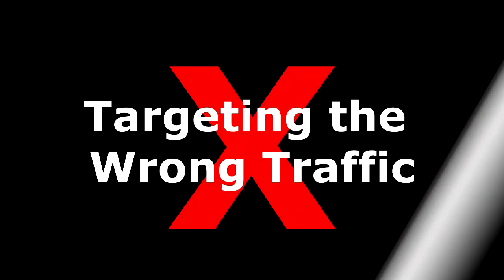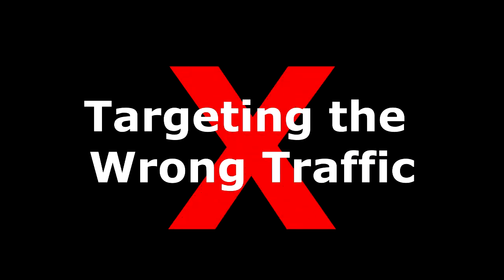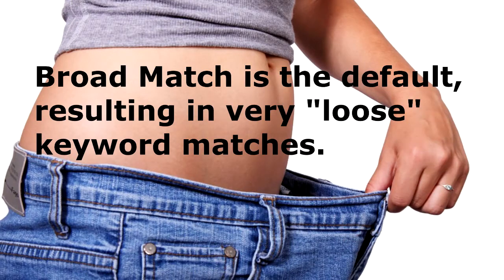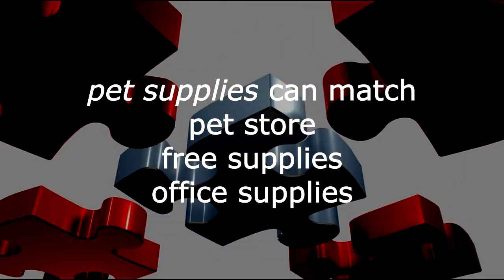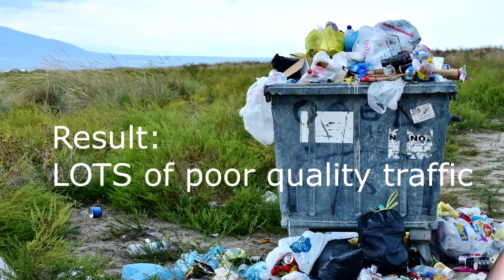Targeting wrong traffic. PPC platforms are set up to have the most generic match possible to your phrases as a default. This results in very loose matches. Pet supplies can now match searches such as pet store, free supplies, or office supplies. This results in a lot of traffic that you're paying for, but not the traffic you want.